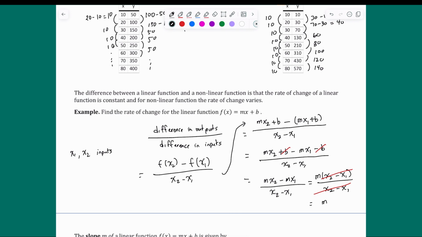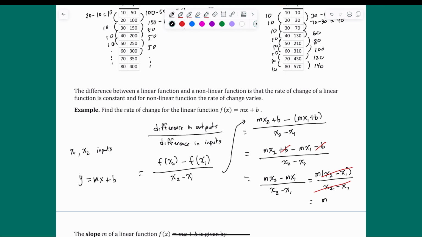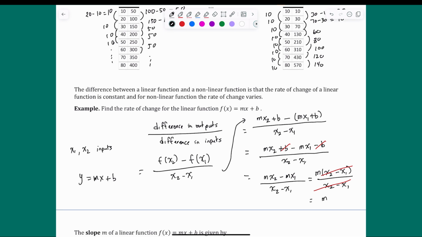So notice the m there is the rate of change, which happens to be the slope of this particular function, or the line. If you remember, this f of x, mx plus b, really is just y equals mx plus b. Of course, we have studied lines, and m is just the slope of the line. So the rate of change is just the slope. For a linear function, the rate of change is constant, because the slope is constant. And we showed that the rate of change equals m.